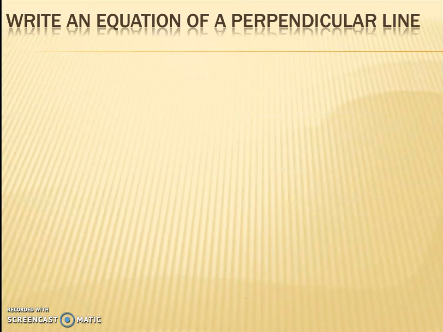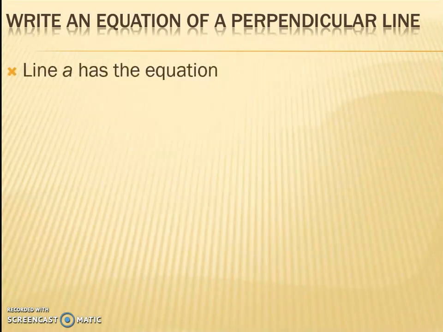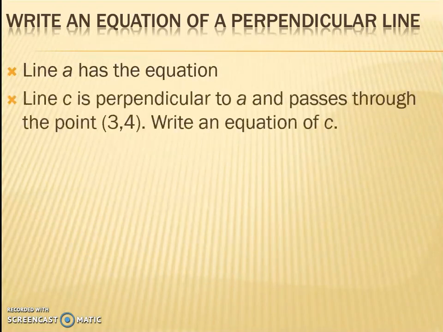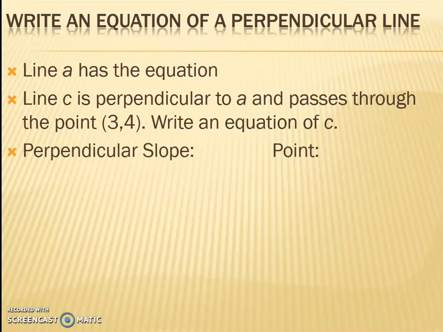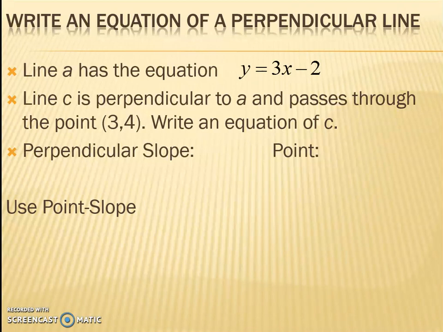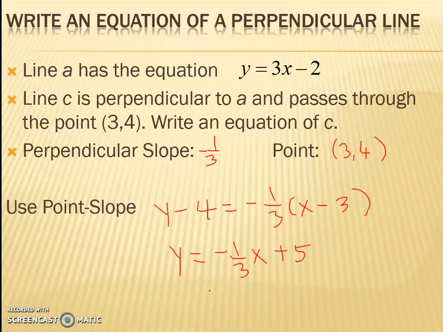Write an equation of a perpendicular line. Line A has the equation y equals 3x minus 2. Line C is perpendicular to A and passes through the point 3, 4. Write an equation of C. I want you to pause the video and try it and check with the answers. Pause the video. Check your answers.